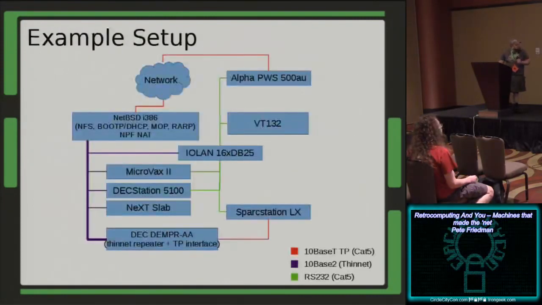So this is an example setup of some stuff that I have in my basement, right? So there's the rest of the network, right? And I have an x86 NetBSD box that has all of the right things that you need to boot a machine. So you have NFS and a BootP server and DHCP server, etc., and a ThinNet card, which powers most of the hardware, as well as a serial console server, which is useful because then you don't have to walk around with a serial cable and plug in each one. You can just telnet into the thing, and then you get console.